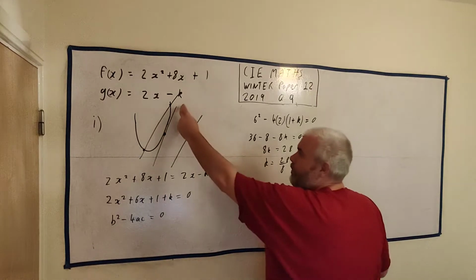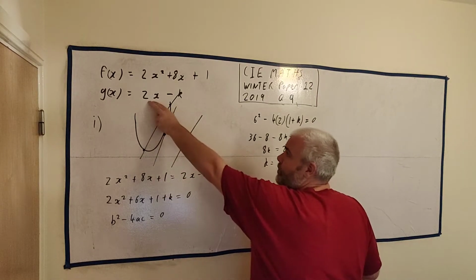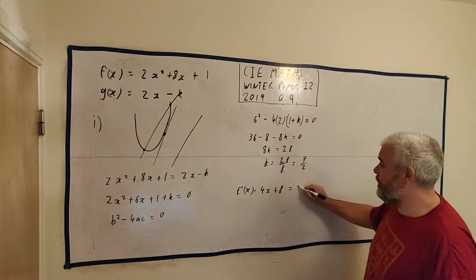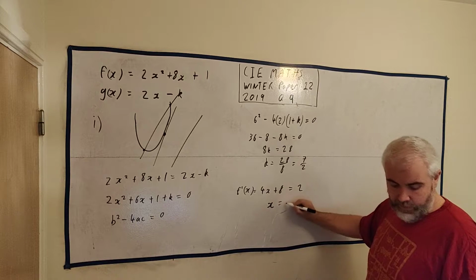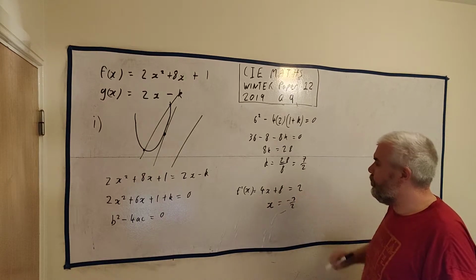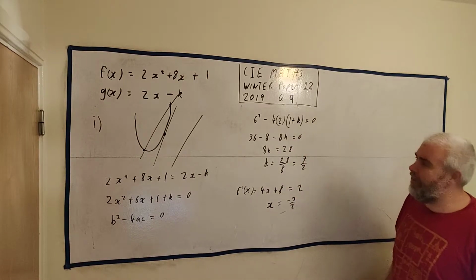I knew the slope I was looking for was actually 2. So I knew this was equal to 2, and I solved it for x. I believe x equals minus 3 over 2. That's where I realized there was a faster way.